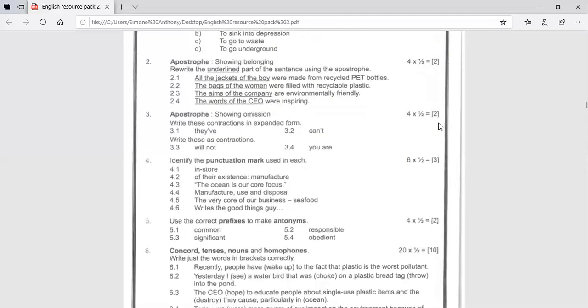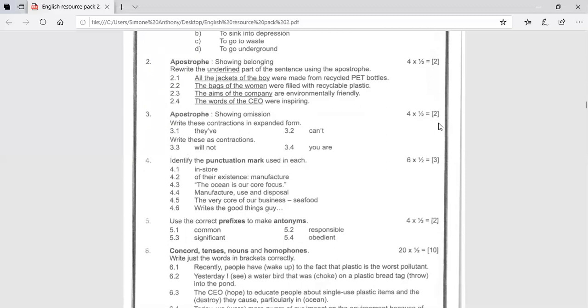Look again, they're focusing on the apostrophe and how it is used to show omission. They say, write these contractions in expanded form. So the first one, they've, is they have. 3.2, can't is cannot. And then they give you the words and they tell you to write these as contractions. So will not will become won't. 3.4, you are will become you're.